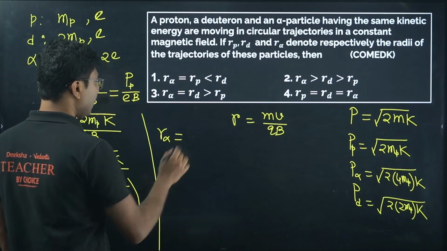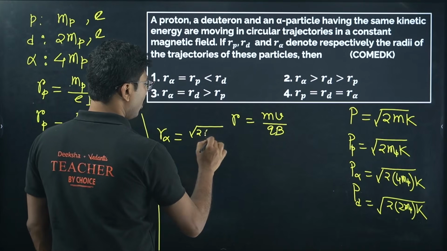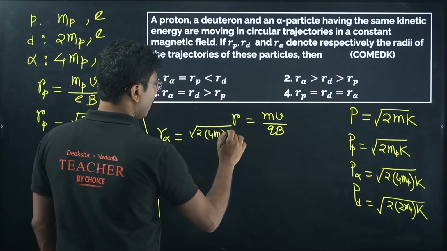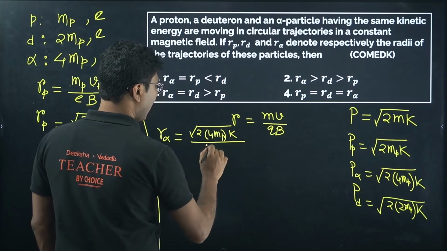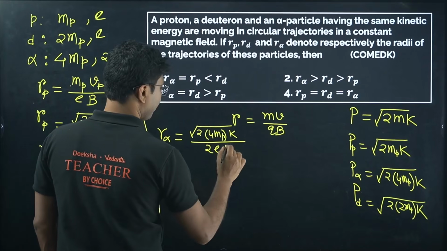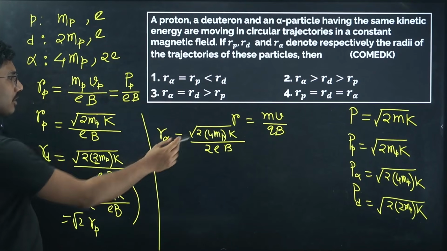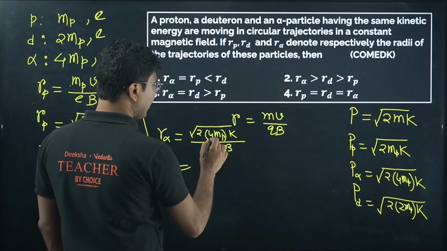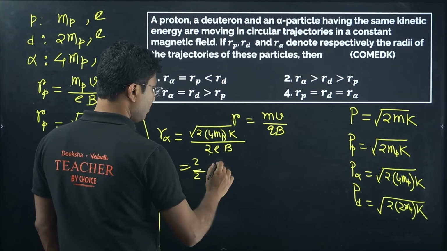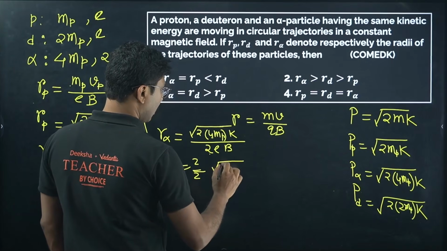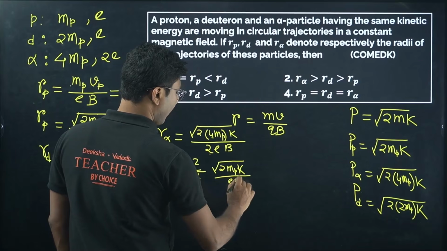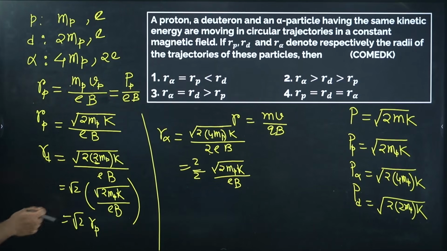So radius of alpha particle is given by the square root of 2 into 4 mass of proton into kinetic energy K divided by 2 into E into B. Okay, so why 4? Because mass of alpha particle is 4. So now you take this 4 out of the square root, you get 2 and divided by 2. So you get 2 MPK by EB. Okay, so 2 MPK divided by EB.